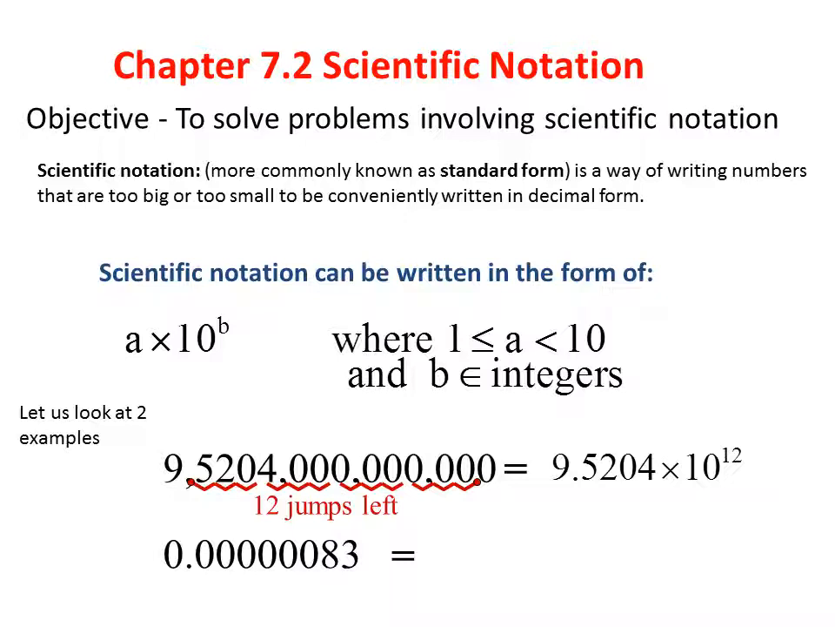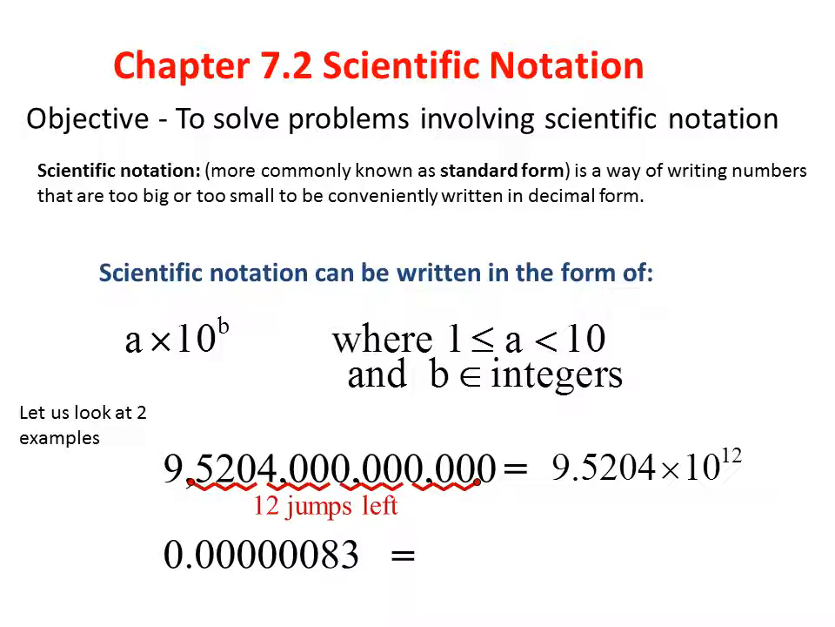So now I write it as 9.5204 times 10 to the 12th. Now remember, all the zeros after the decimal point have no value. Therefore, that's how it's written. So my A is 9.5204, times 10 to the 12th, and 12 is my B.